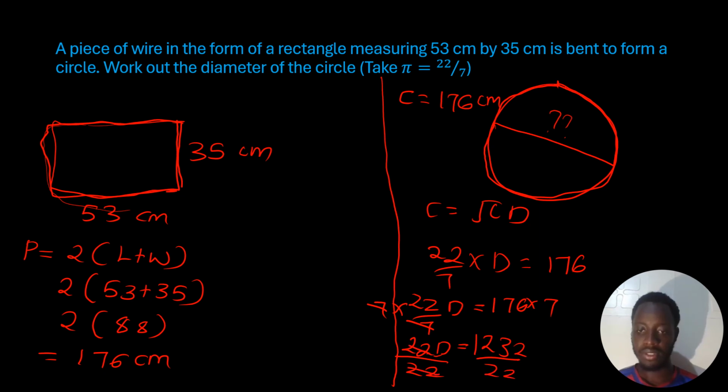Let's divide both sides by 22 to find d. So d is equal to 1232 divided by 22. The diameter is 56 centimeters. So that is how we should work this one out. It is an application question of circumference and perimeter.